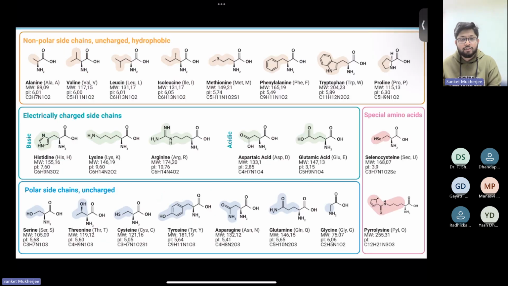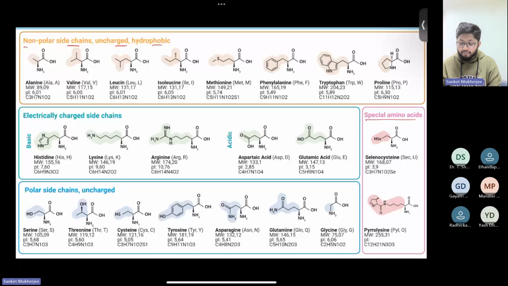If you look at their structure, as you can see in the slide here, these are the classifications: non-polar side chains, uncharged and hydrophobic. Alanine, valine, leucine, isoleucine, methionine, phenylalanine, tryptophan, and proline are examples. Basic, or positively charged, amino acids are histidine, lysine, and arginine. Acidic amino acids would be aspartic acid and glutamic acid. Uncharged polar amino acids, as we already said, are serine, threonine, cysteine, tyrosine, asparagine, glutamine, and glycine.